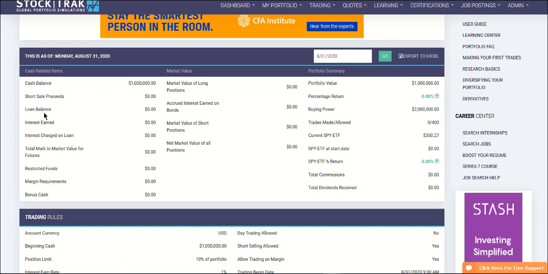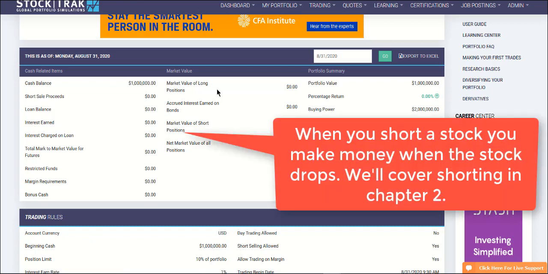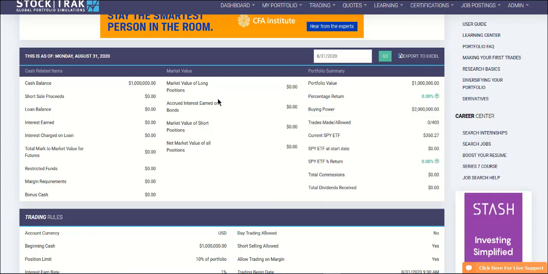There's interest earned from bonds and other securities that you may buy. There will be margin requirements. You'll have long positions, which means you bought securities, and then you'll have short positions, which means you shorted stocks. Again, terms that'll all pop up very shortly in this course. You'll have accrued interest associated with bonds, and so on. You'll have a market value of your portfolio, which right now, for me, is $1 million because I have not made any trades. My return is 0.